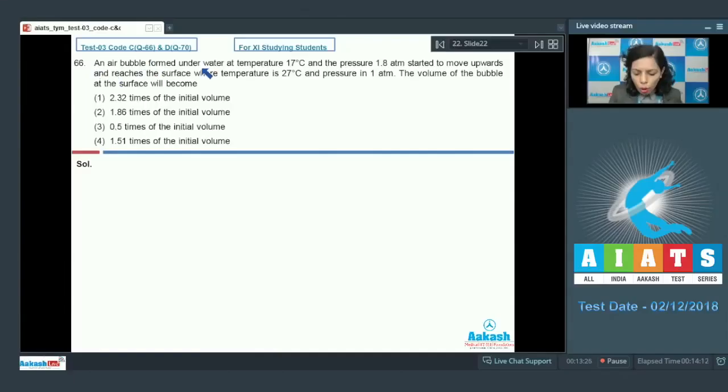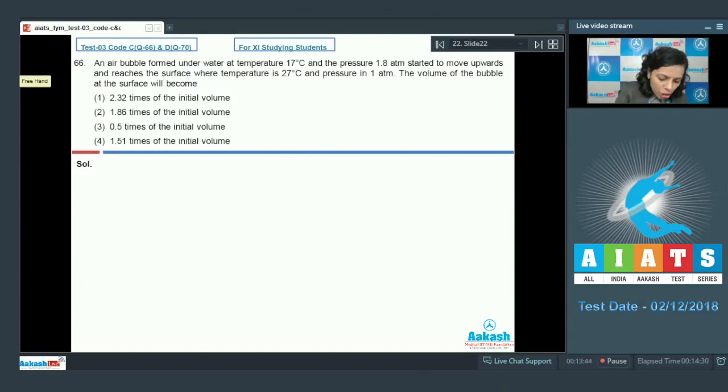An air bubble formed under water at temperature 17 degrees Celsius and pressure 1.8 atmosphere started to move upwards and reach the surface, where the temperature is changed, it is 27 degrees Celsius and pressure becomes 1 atmosphere. The volume of the bubble at the surface will become?